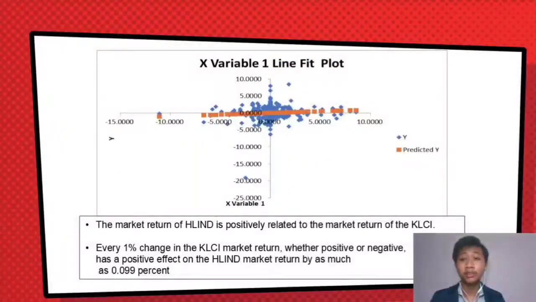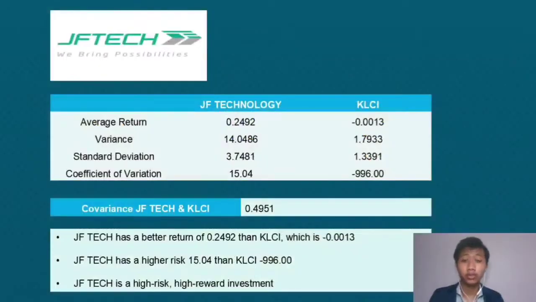The Hong Leong Industri Berhad market return is related to the KLCI market return. Using the equation, every 1% change in the KLCI market return has a 0.099% positive effect on the Hong Leong Industri Berhad market return. For JF Technology, in terms of average return, the company has a better return of 0.2492 than the KLCI, which is negative 0.0013.